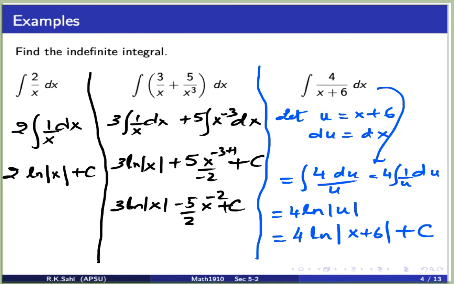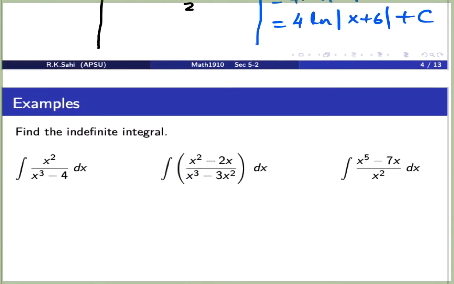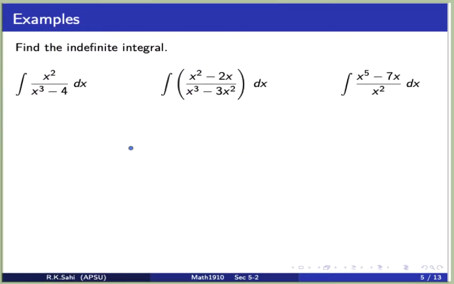Okay, now let's increase the intensity of our problems. Here we have the integral of x squared over x cubed minus 4. Now remember, guys, what we just had: u prime over u. So if you have the integral of the differential of a function over the function, that means you can use the u substitution. That is the key, guys, we have to keep in mind.